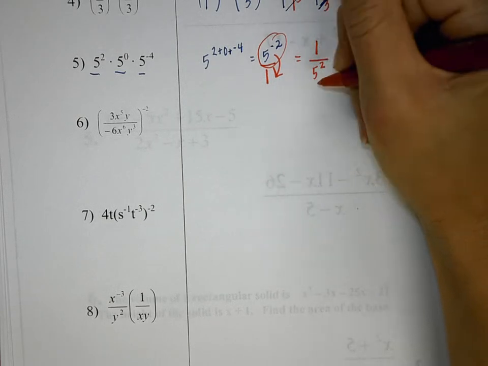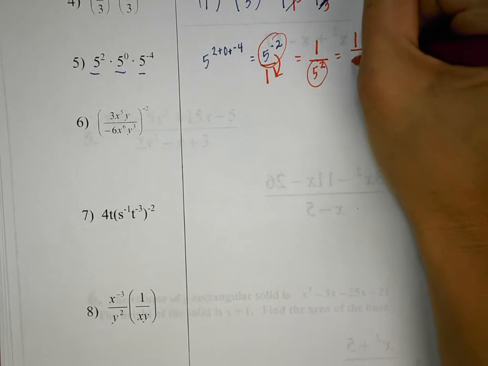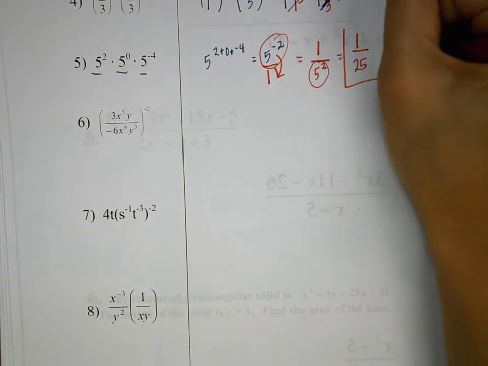You want to simplify that by multiplying this out. So 5 to the 2nd power, 5 times 5 is 25. And that is your answer.